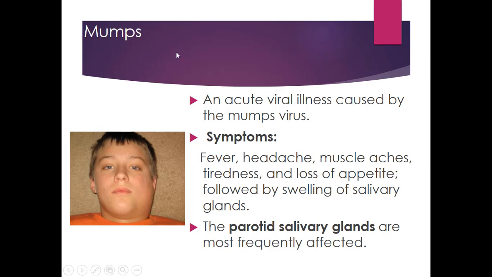So we've all heard of mumps, probably because we've had a vaccine called the measles, mumps, and rubella, or MMR vaccination. Mumps is an acute viral illness caused by the mumps virus, and you don't see it very often because of vaccinations. Symptoms of mumps are fever, headache, muscle aches, tiredness, and loss of appetite, followed by swelling of salivary glands. You can see this young man here has a very swollen face, and you can see his parotid gland is swollen, and it looks like probably his submandibular as well. But the parotid salivary glands are the most frequently affected.